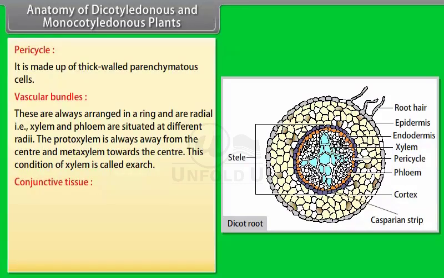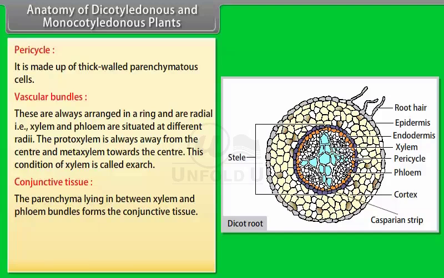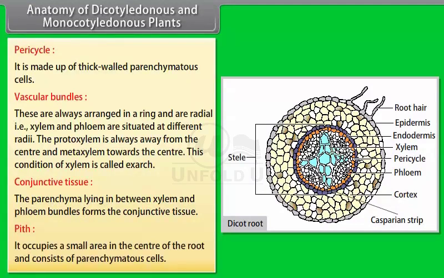Conjunctive tissue. The parenchyma lying in between xylem and phloem bundles forms the conjunctive tissue. Pith. It occupies a small area in the center of the root and consists of parenchymatous cells. Monocotyledonous root.